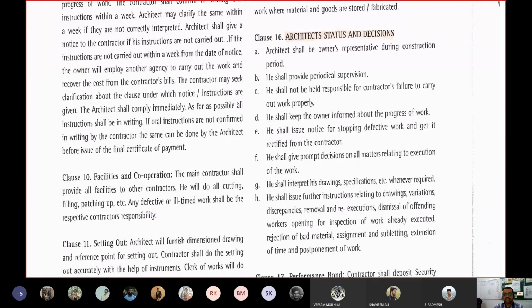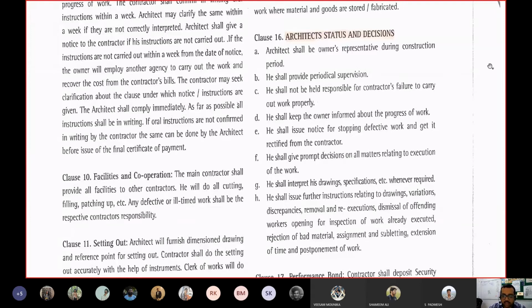So that conversion, if required, or any further explanation which is not understood clearly, has to be interpreted by the architect. And last is, he shall issue further instructions related to drawings, variations, discrepancies, removals, re-execution, dismissal of offending workers, and opening for inspection of work already executed.